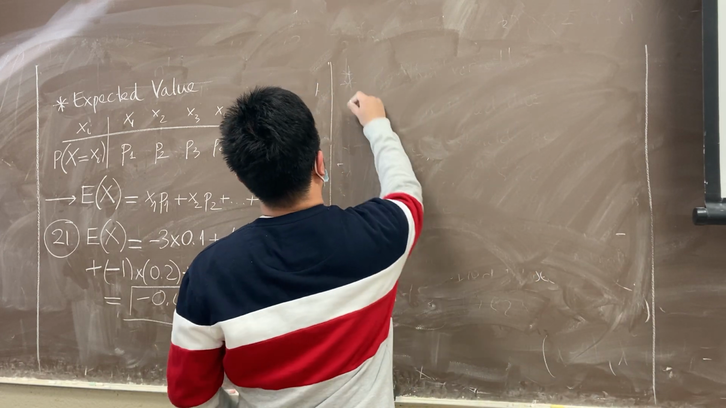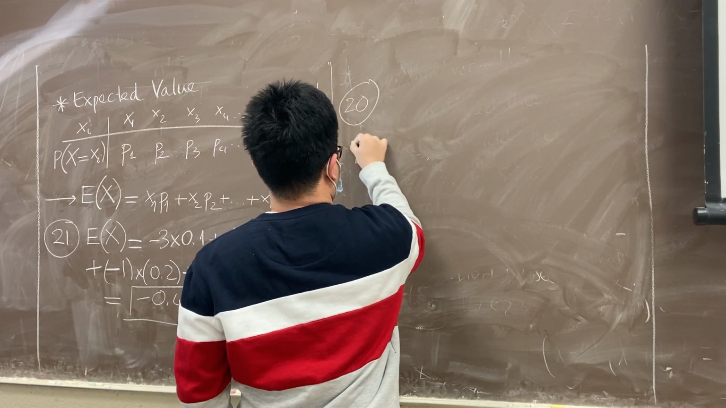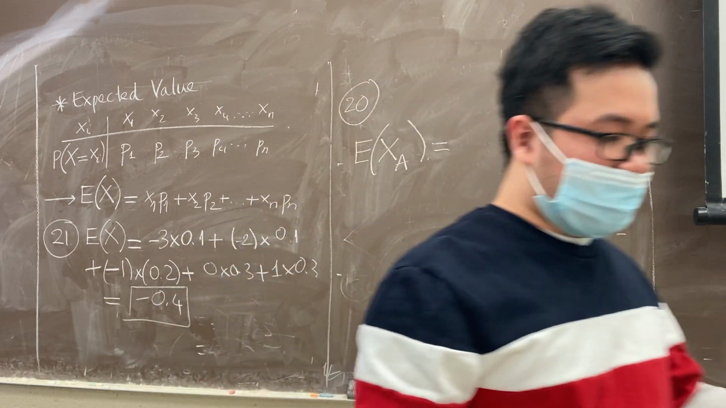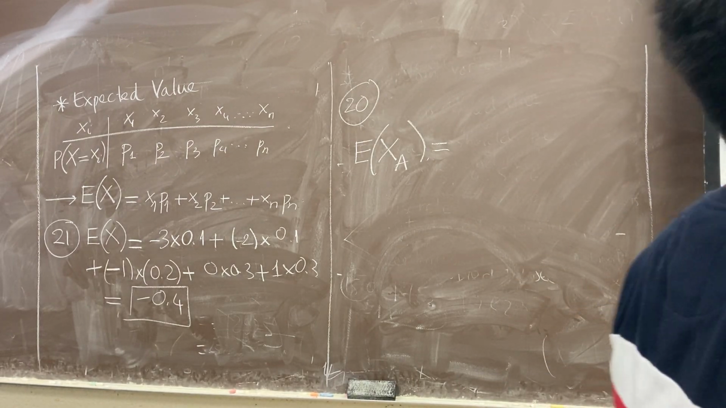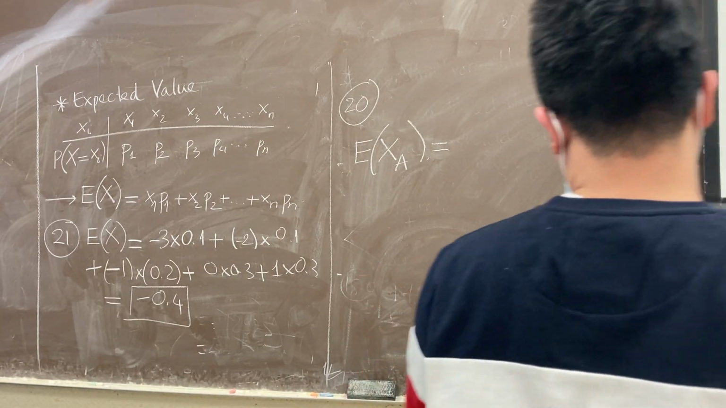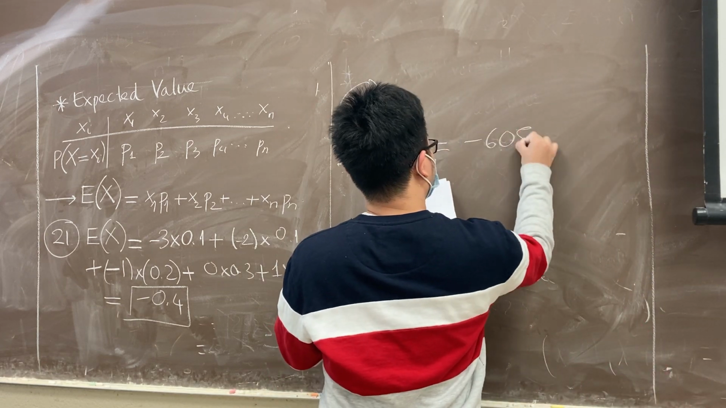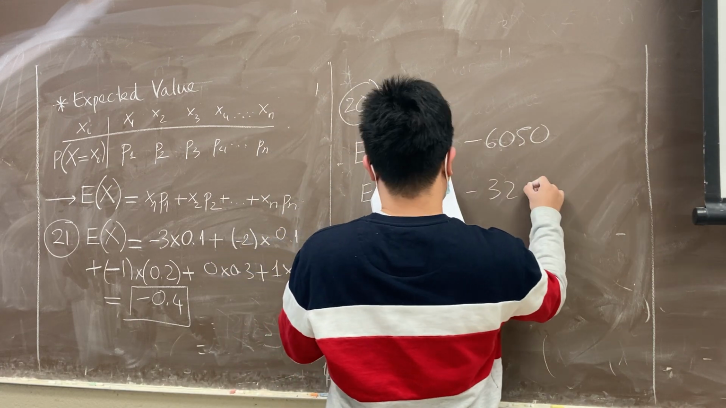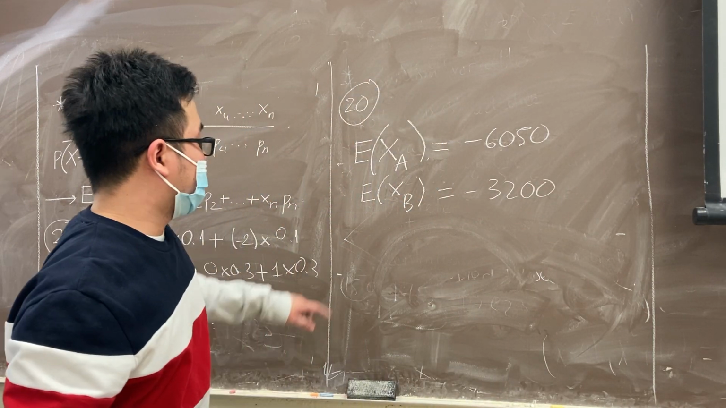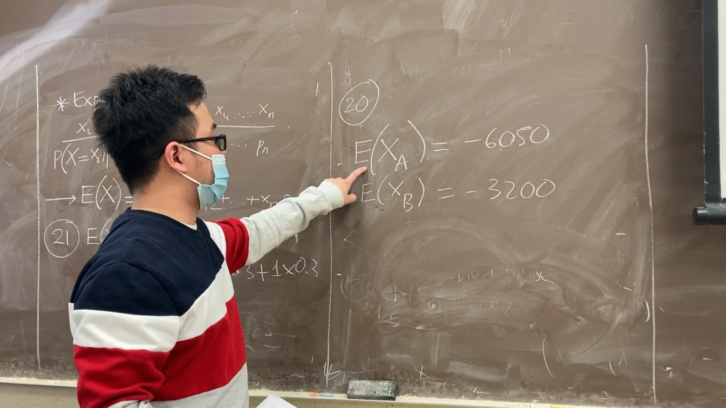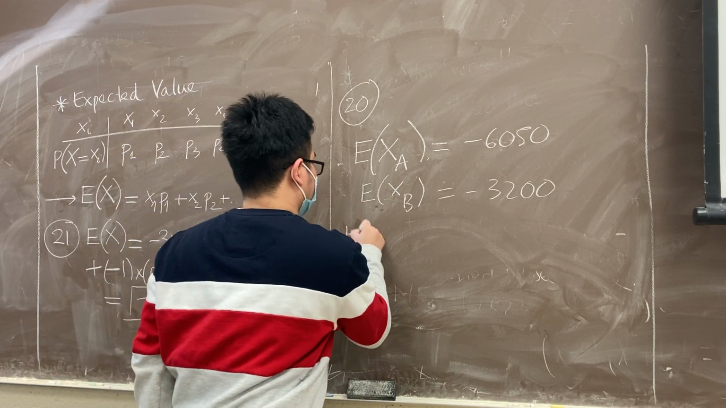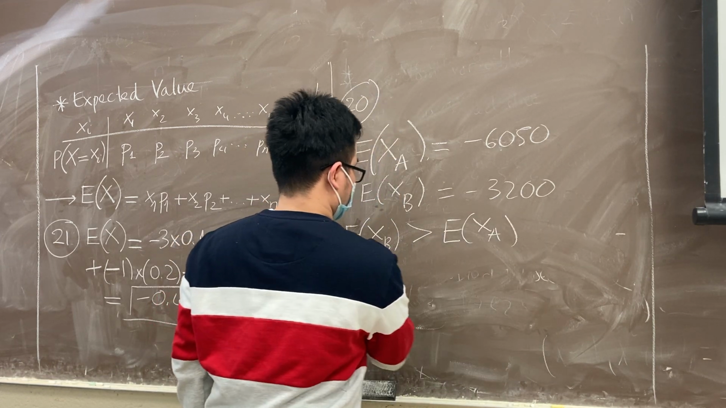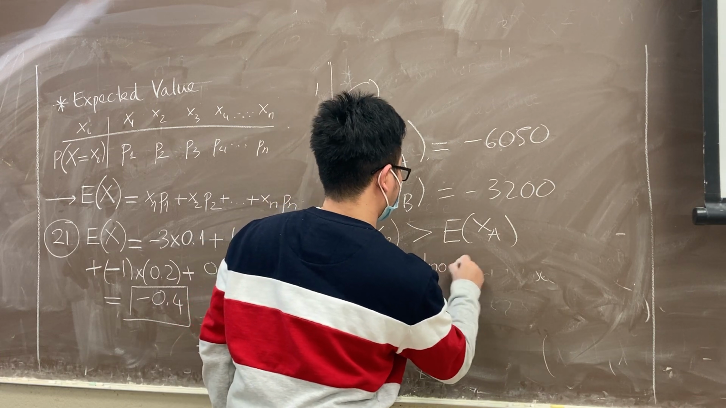Okay, we will go to question 20. So I will calculate the expected value of plan A. You use the same formula like this, so you will get the result should be this number, and the expected value of B is that number. After that you see that the expected value of B is greater than the expected value of A, right? So the conclusion is that we choose plan B.